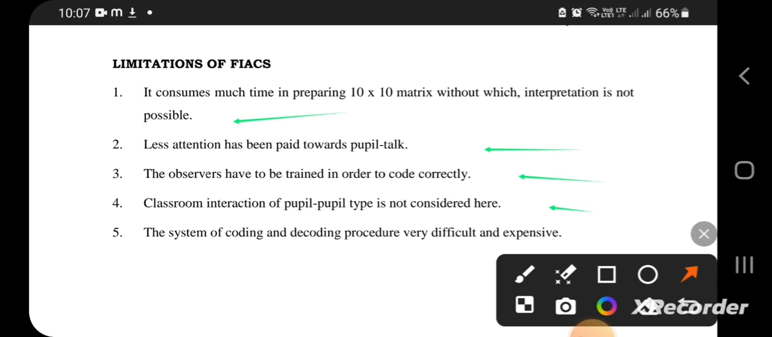Classroom interaction of pupil-pupil type is not considered here. The system may focus primarily on teacher-student interaction, potentially overlooking the significance of student-student interaction in the learning environment. The system of coding and decoding procedure is very difficult and expensive. The procedure for coding and decoding data can be complex and costly, requiring significant resources and expertise. This limitation suggests that while Flanders interaction analysis is valuable for analyzing certain aspects of classroom interaction, it may need to be supplemented with other methods or tools to provide a more comprehensive view of classroom dynamics.